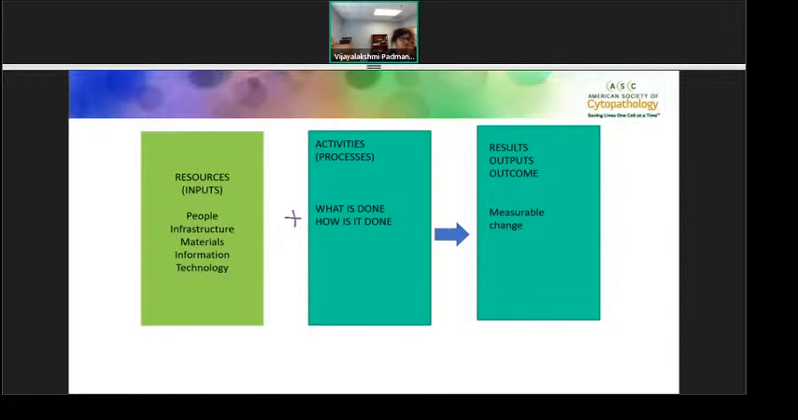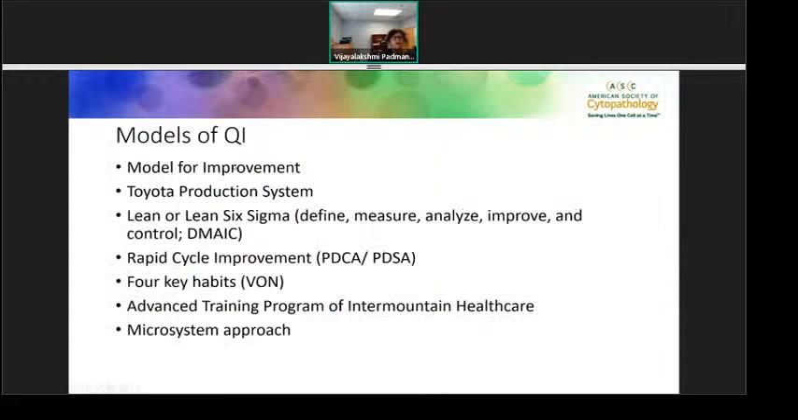in, the materials you have, your information technology, the people, the physicians, your staff, whether how adequately staffed or inadequately staffed you may be. All that comes under the resources or the structure. Processes is what is done and how is it done to give rise to measurable change or results, which is output and outcome.